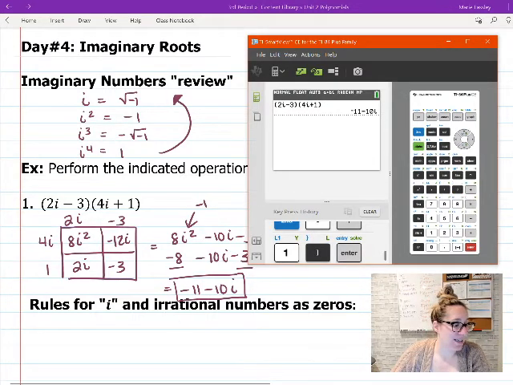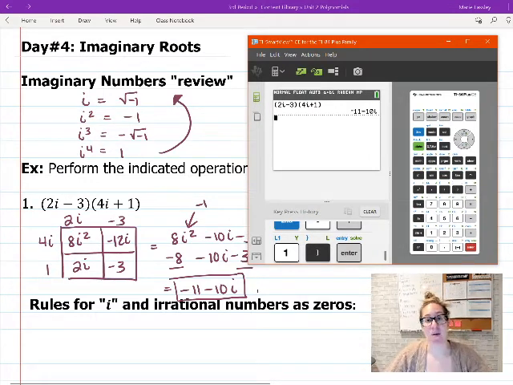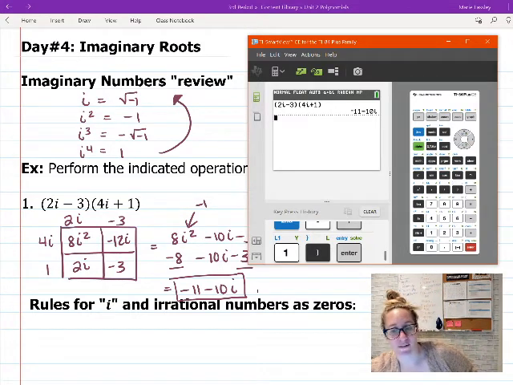All right, so it gives me -11 minus 10i, which is exactly what I got when I did do it by hand. So that is a really awesome feature that your calculator should have. Generally, any type of calculator should have it. I even think that this one, non-graphing one, has it.